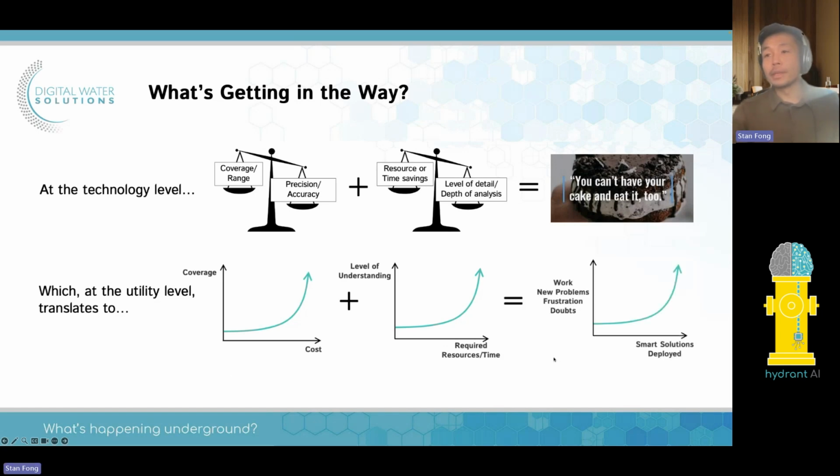And those two together really lead to, as you add more and more of these solutions, more sensors, you end up with just more work, more problems, frustrations, and perhaps doubts or skepticism that these things do anything at all for you. So that's kind of the barrier to actually unlocking a lot of the potential behind the technologies that we already have in place.